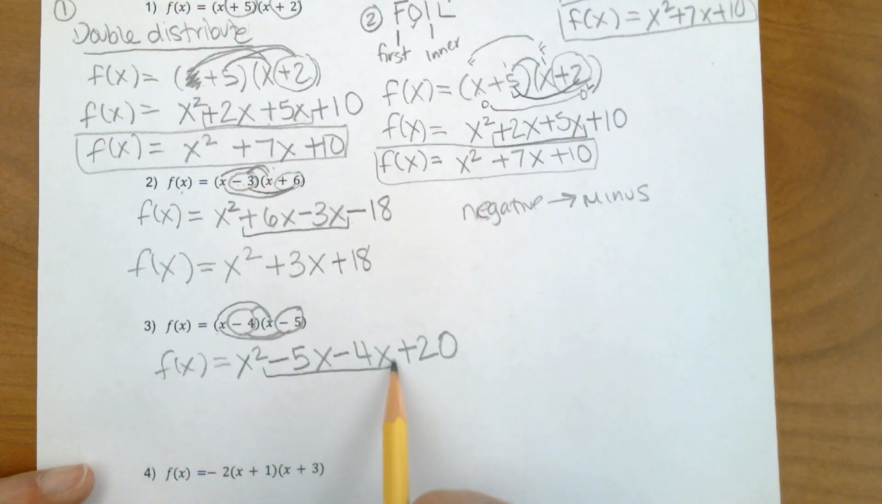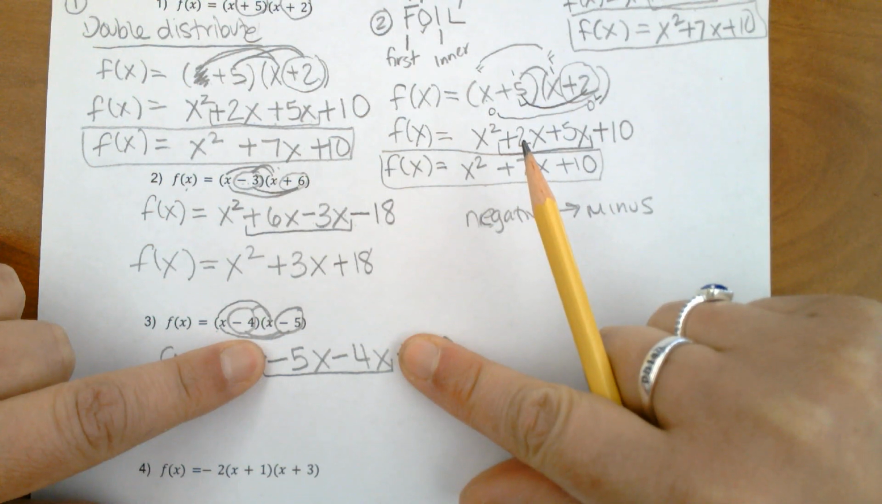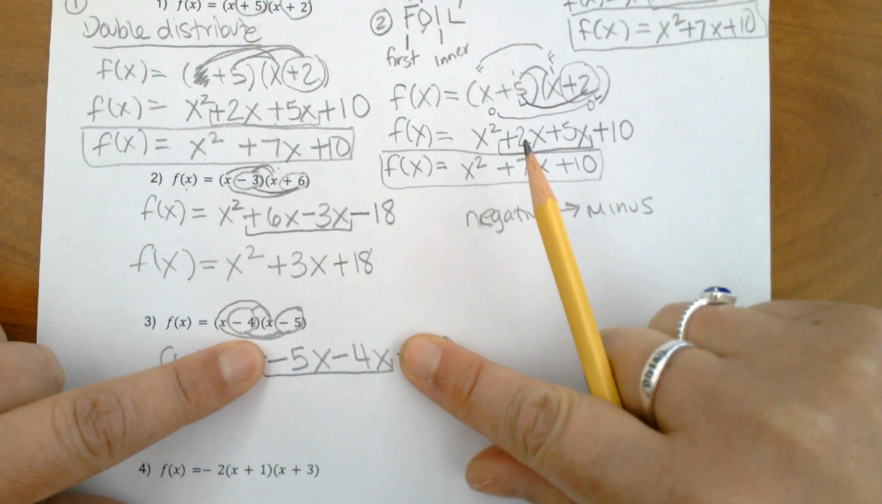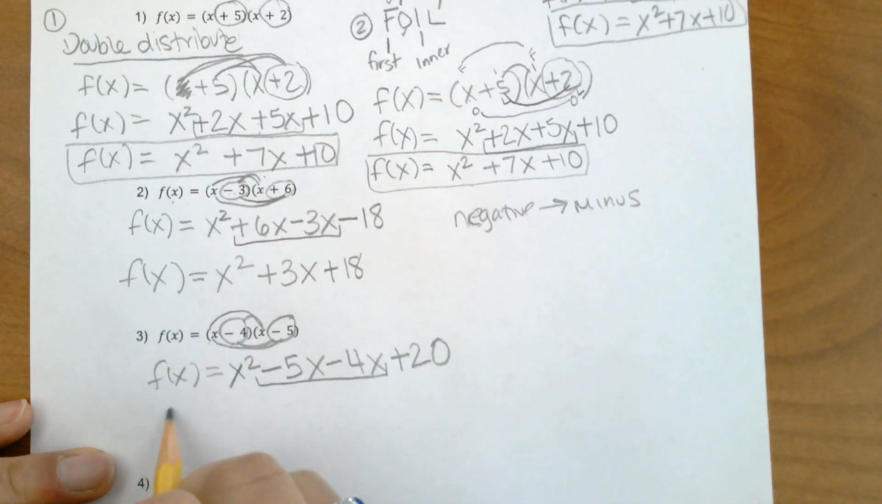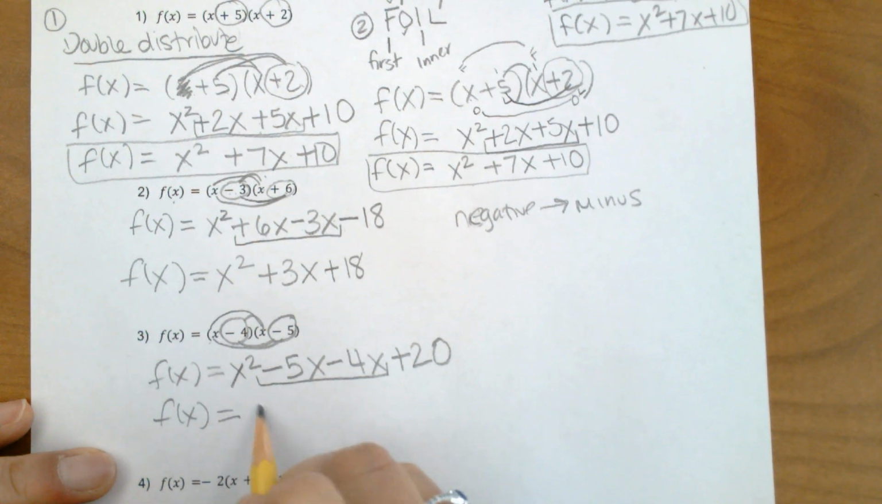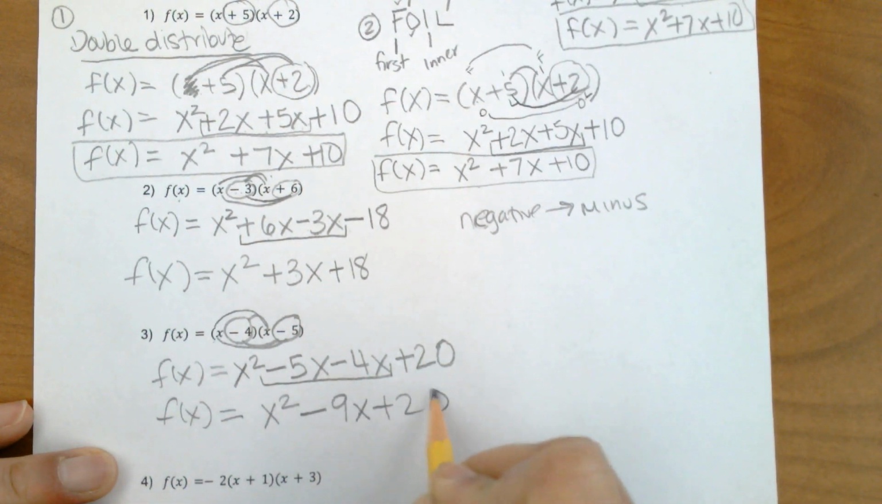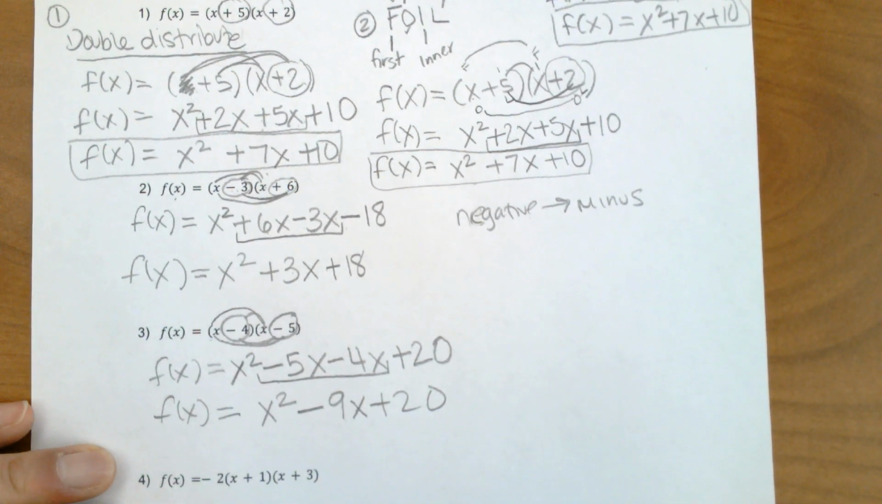Combining like terms. If you want to put your fingers on those inner terms, we have a -5x minus 4x. And if you want to do it in your calculator, -5 minus 4, be my guest, what you're going to get is x squared minus 9x plus 20. -5 minus 4 is -9.